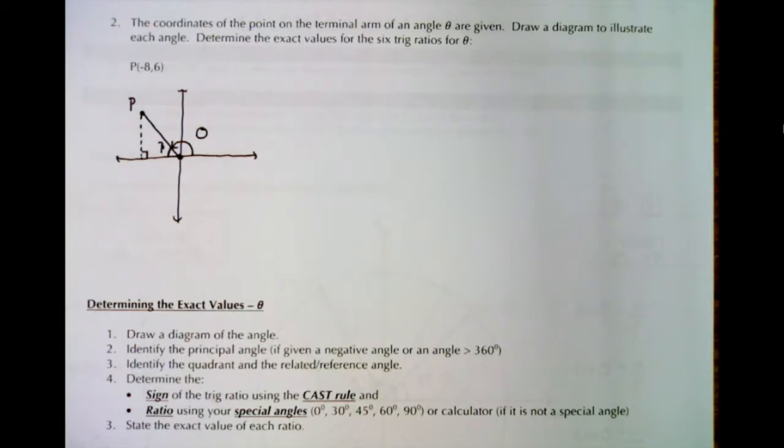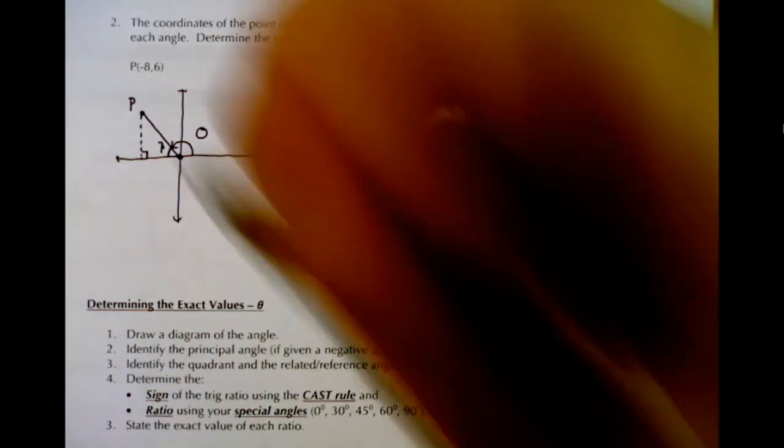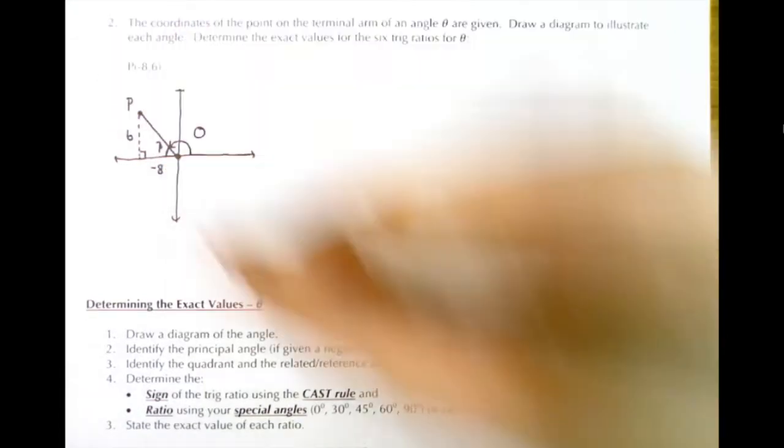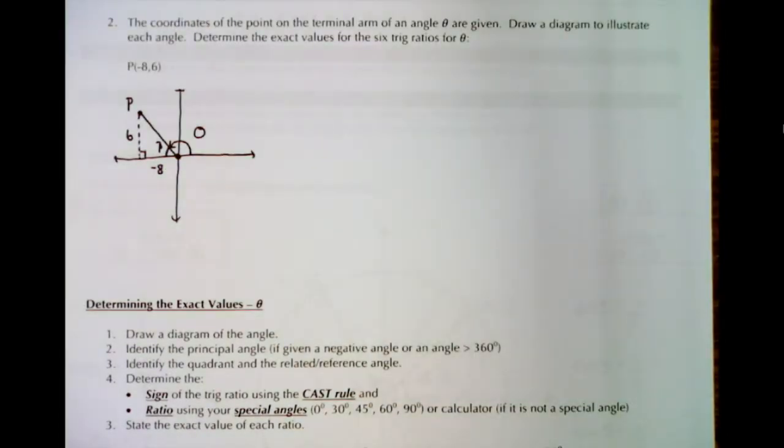And since my coordinates are negative 8 and 6, negative 8 goes on the x-axis, and 6 goes on the y. Now we have a diagram drawn. Just like on the last page, I want you to try this question for yourself, modeled just like example 1. So you can either pause the video now, or you can keep going, finish the next example, and then try it after the lesson.